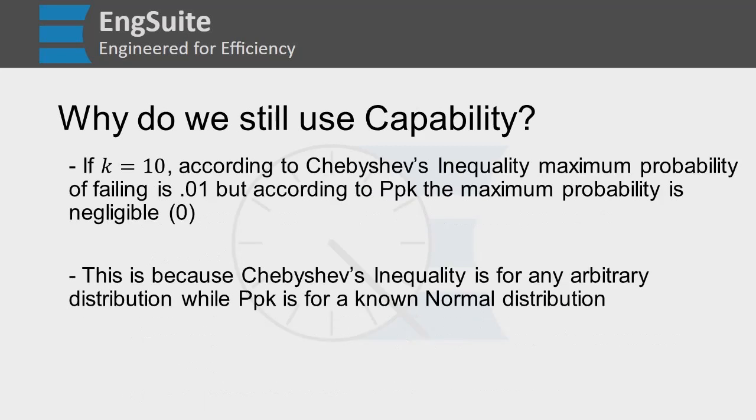Because if K equals 10, according to Chebyshev's inequality, the maximum probability of failing is 0.01. But according to PPK, the maximum probability is negligible, basically 0. And this is because Chebyshev's inequality is for any arbitrary distribution, while PPK is the known one for the known normal distribution. So Chebyshev's inequality just states that it has to be below 0.01. Not that it is, but that it has to be below that.